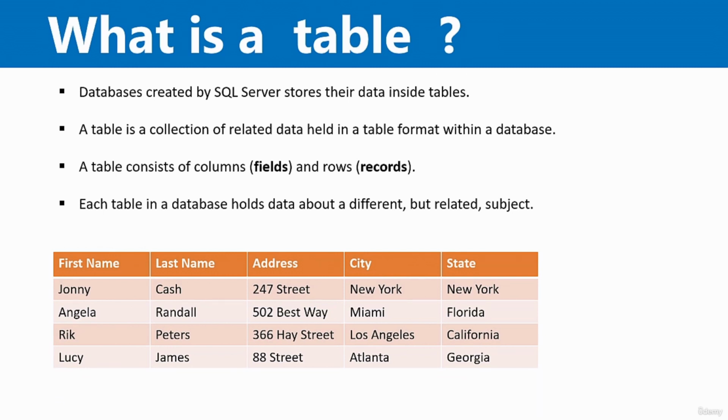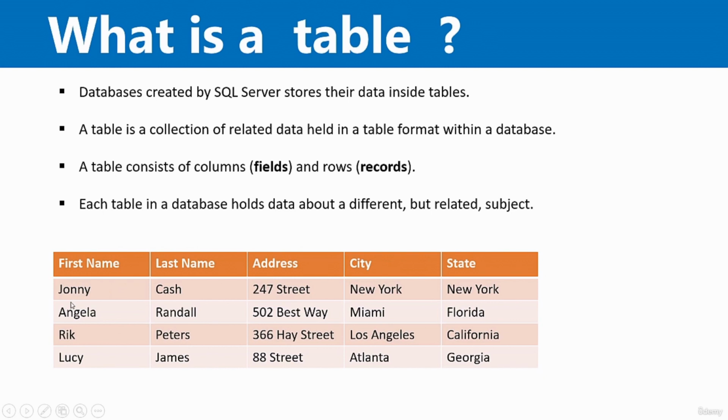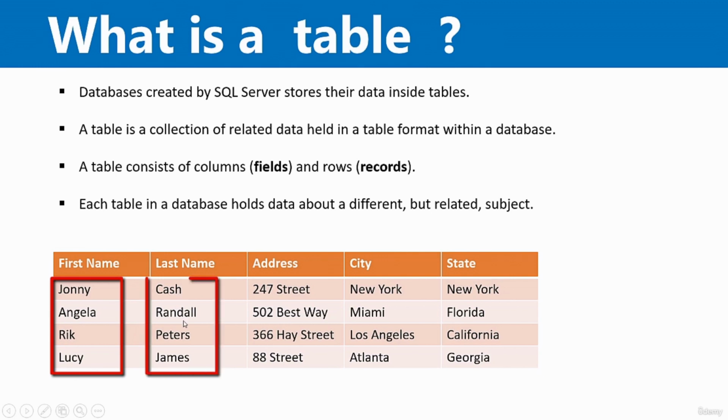So the columns in a table are horizontal. You can see first name, last name, address, city, state. These are all referred to as columns within a table. They are also referred to as fields. And then we have the individual records within the table, which are called rows. So you can see the rows are vertical. You see Johnny, Angela, Rick, these are all rows. Cash, Randall, Peters, and so on.